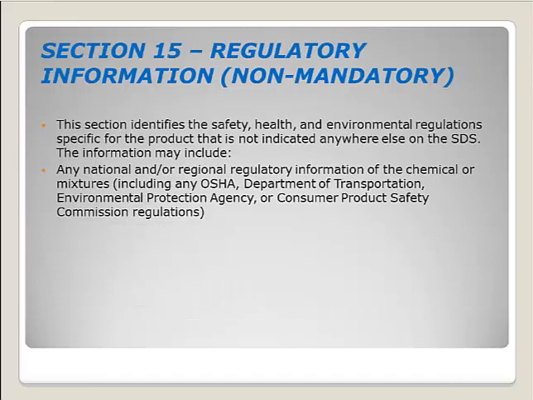Section 15 talks about regulatory information. This section identifies health, safety, and environmental regulations specific for the product that are not included anywhere else on the SDS. So if there's something specific for this particular item that's not covered in any of the other sections, this is where the information will be provided on that SDS.